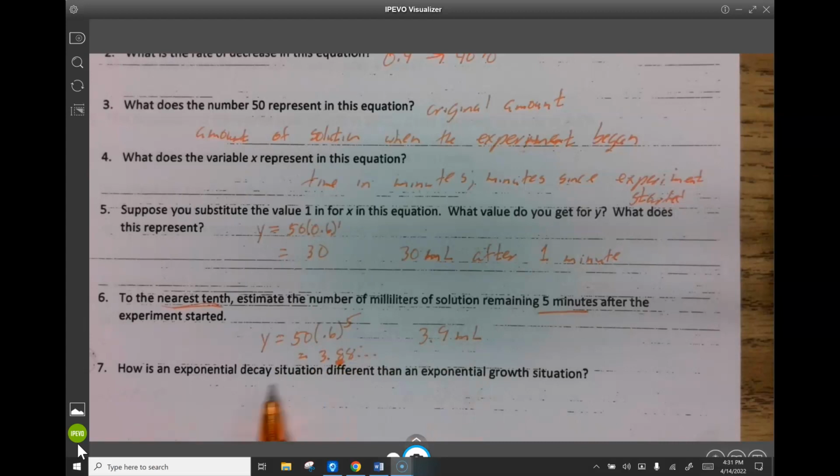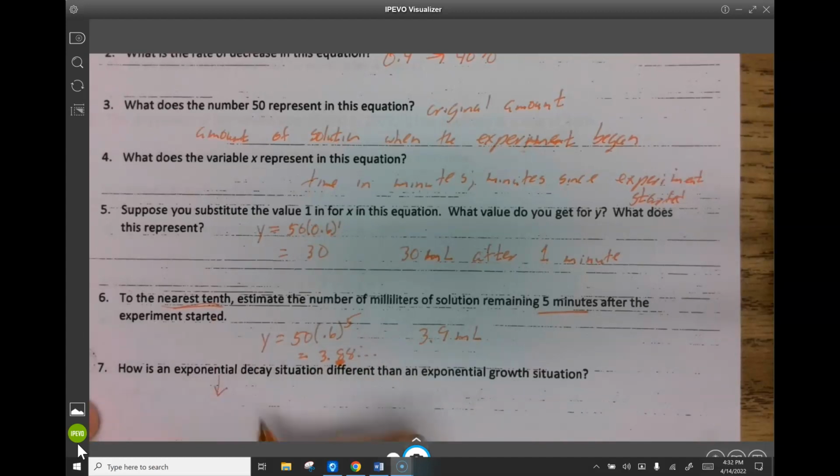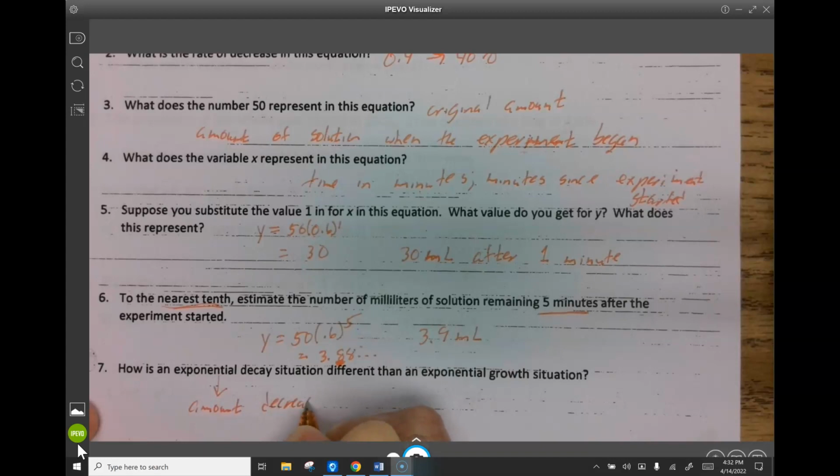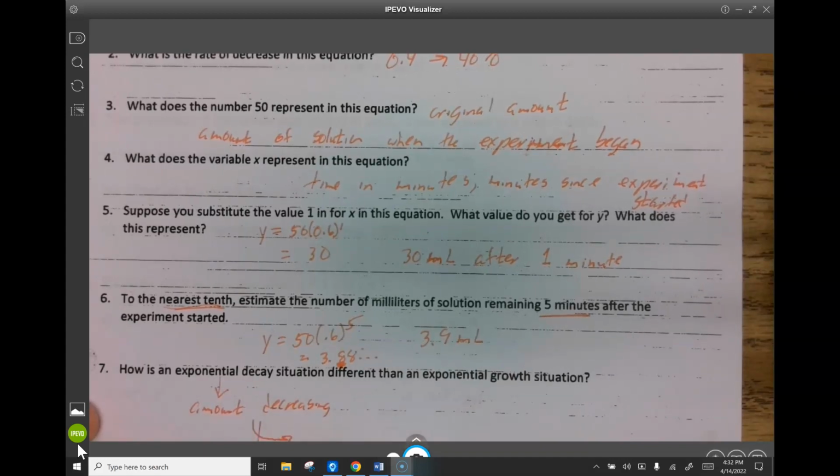How is an exponential decay situation different than an exponential growth? Okay, well, in a decay, the original amount goes down, it decreases. In growth, the original amount grows. So with exponential decay, the amount of whatever you're talking about decreases. It goes down, hence the graph goes like this. Whereas with exponential growth, the amount increases.